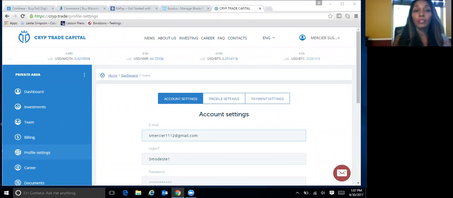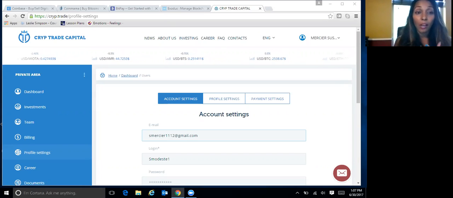So with no further ado and no further talking, I'm going to share my screen with you and show you how to fund your investment. This is after you've already registered for free and then logged into your back office. All right, so this is what it looks like back in the Cryp Trade Capital back office.